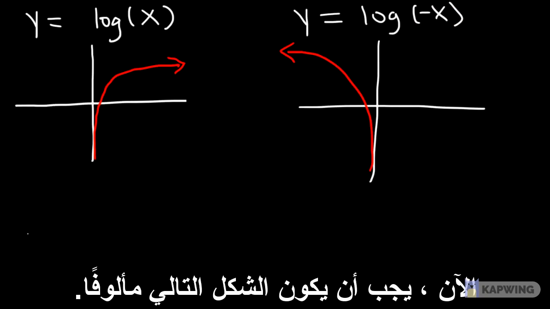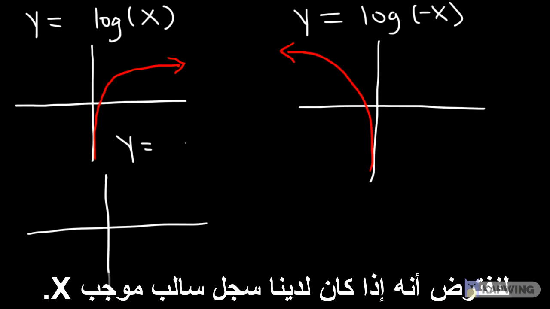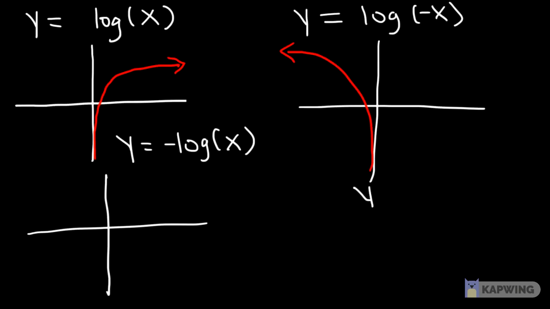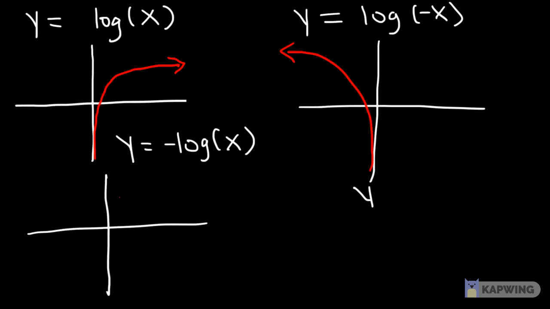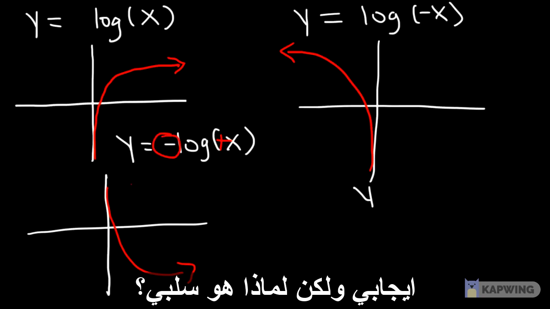Now the next shape you need to be familiar with is this one. Let's say if we have negative log of positive x. If the negative is in front, instead of reflecting over the y-axis, it's going to reflect over the x-axis. So it's going to travel towards quadrant 4. In quadrant 4, x is positive, but y is negative.